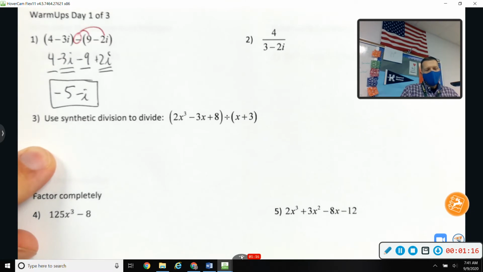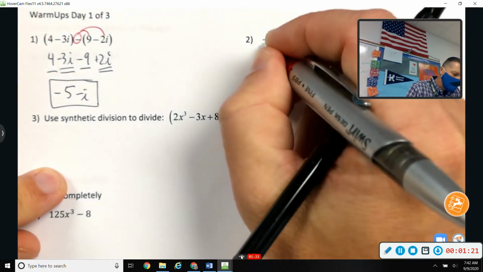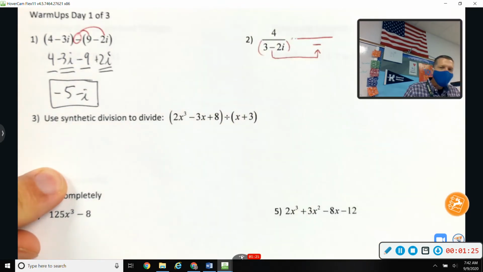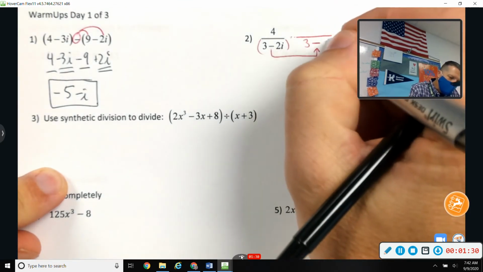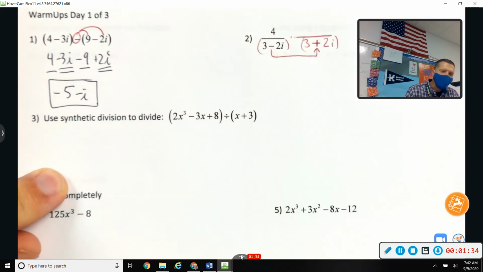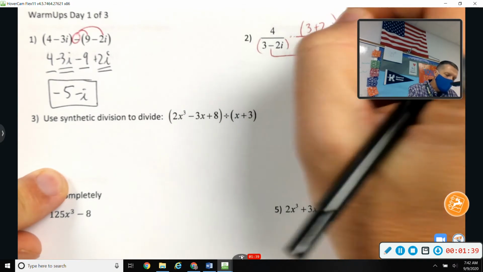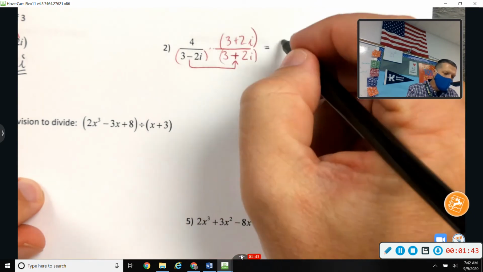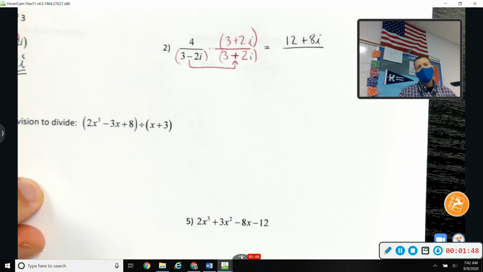Number 2, not too hard, but we got to remember what to do to fix the denominator. Multiply by the conjugate. So we change that middle sign. So we'll multiply top and bottom by 3 plus 2i. Whoops, change the middle sign. So 3 plus 2i, top and bottom. Top's not too bad. All I have to do is distribute the 4. Bottom is a little bit uglier.